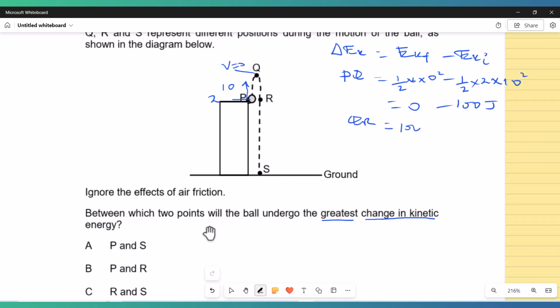Why do we say 100? Because at R the velocity is 10, and we saw that with 10 it is 100. So from Q it was 0. So which answer do we get here? We get 100 joules.